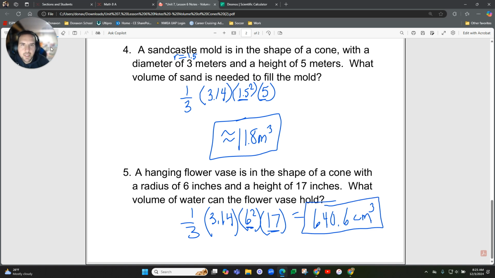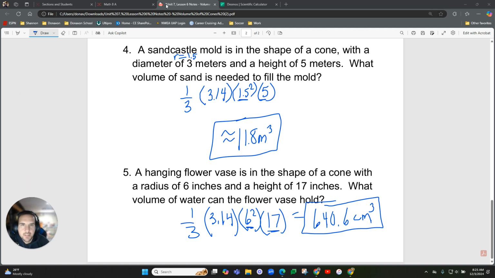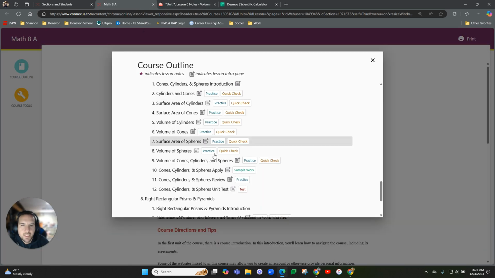All right, guys, that is it for lesson 6. When we get to lessons 7 and 8, we're going to be talking about spheres. So a ball is essentially what a sphere is. When we think of a sphere, we think of a ball. So like a basketball or a soccer ball, those are all spheres, or a beach ball or whatever. Okay, so we're going to do the surface area in lesson 7, volume in lesson 8.